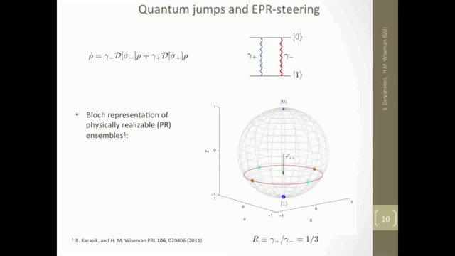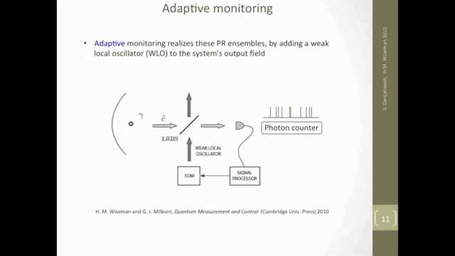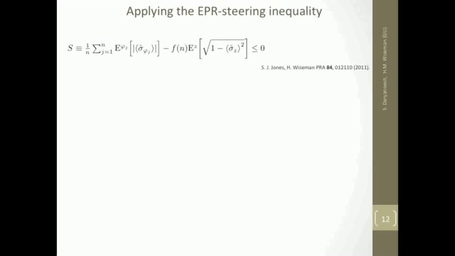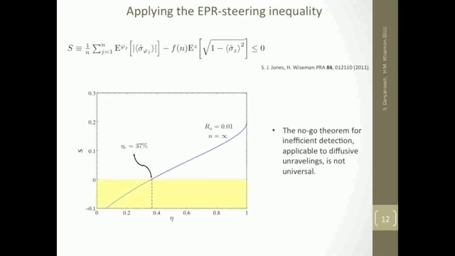Here you see the block representation of such ensembles, with one in the z direction and an infinite number in the azimuthal direction. To realize these ensembles, adaptive monitoring is implemented by adding a feedback-controlled weak local oscillator to the output field prior to detection by photon counter. To show detector dependency, we calculate a suitable steering inequality. It turns out that the critical efficiency would be 37% in the ideal case of many measurement settings, which is much less than 50%. This shows that no-go theorem is not universal.